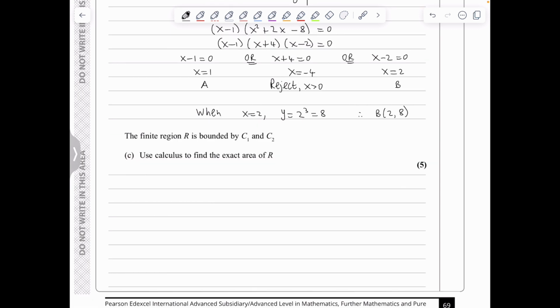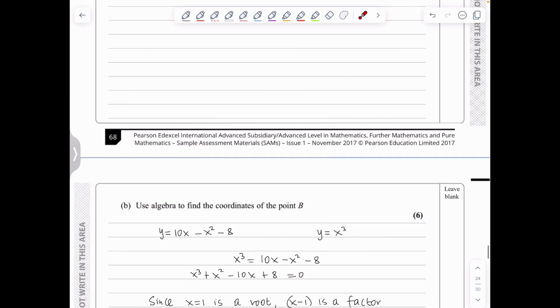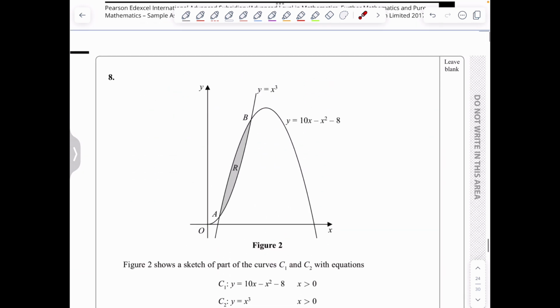For part C, we need to determine the area enclosed, bounded by C1 and C2. So if I go briefly back to my diagram here, we know that point A has coordinates (1, 1), and point B has coordinates (2, 8).